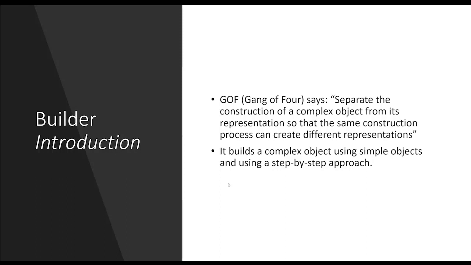Here, the complex object denotes that the creation of the object is not a one-step process. Instead, multiple approaches and multiple configurations will be used for the final output of that object. And here, representation denotes the actual object which is being returned from the builder method, the get result method, whatever method we will expose. So the construction of that complex object should be separate from the actual representation. That's the objective here.